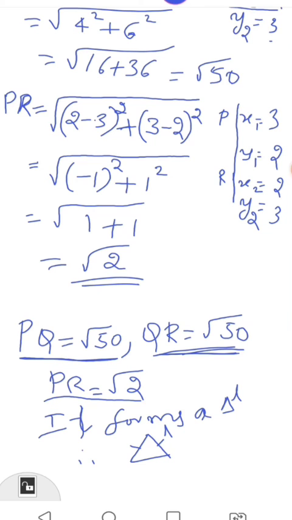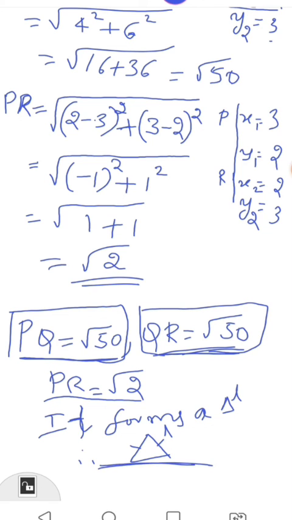Here the sum of any two is not equal to the third one, so they are non-collinear. Therefore it forms a triangle. And which type of triangle? Here two values are equal: PQ is equal to square root of 50 and QR is also equal to square root of 50, so it forms an isosceles triangle.